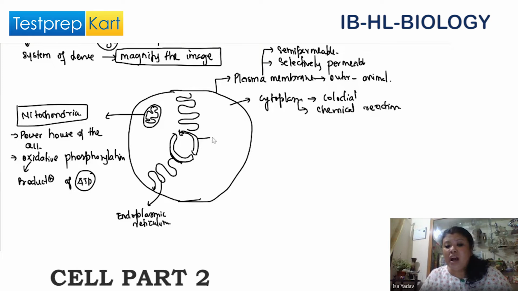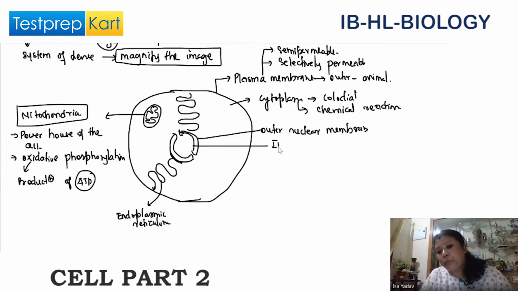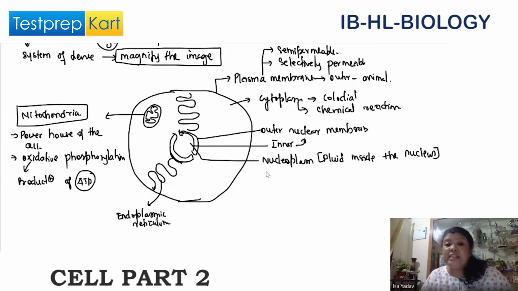See, this is the outer nuclear membrane, and this is the inner nuclear membrane. Whatever the fluid is here is called nucleoplasm. This is the fluid inside the nucleus.